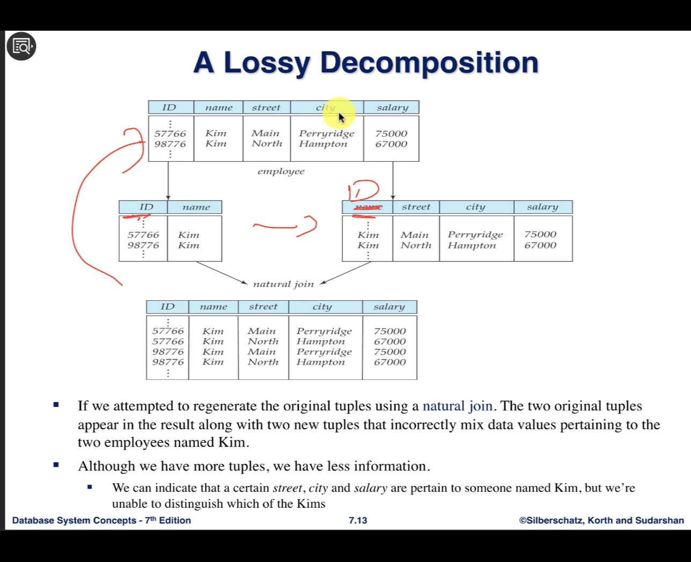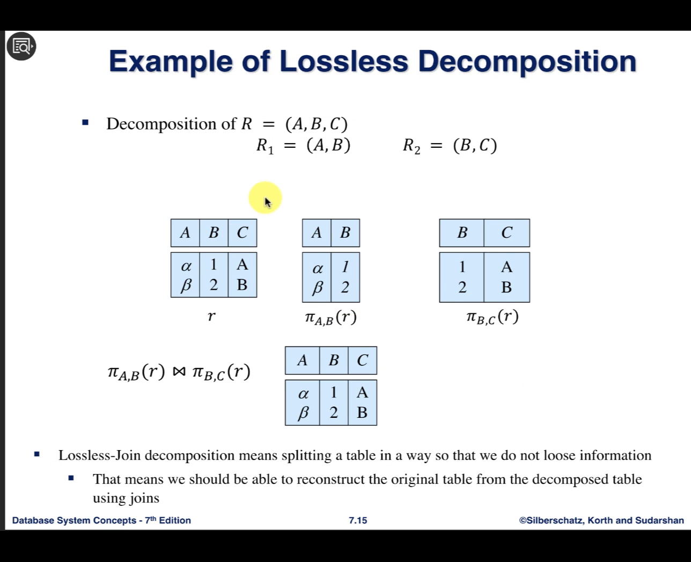There is no duplicate, so the ID can tell me exactly which one is going to be joined with this one. Must be equated based on ID. So in this case, yes, I can do that. Okay? So this is an example.